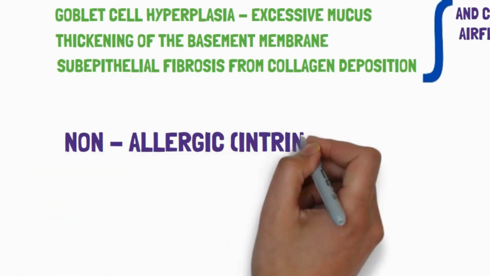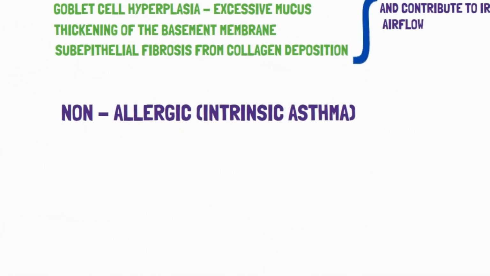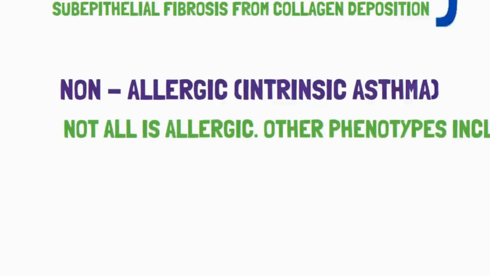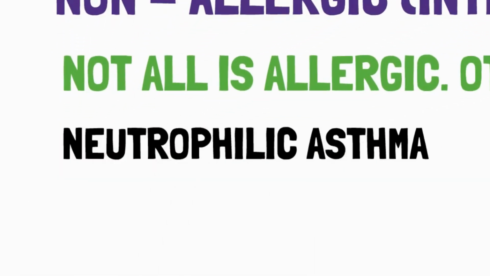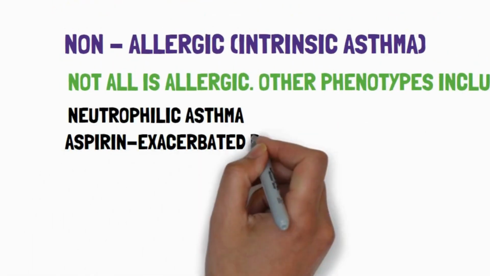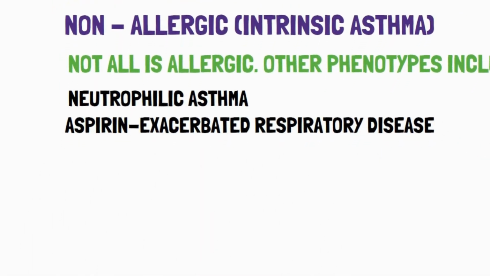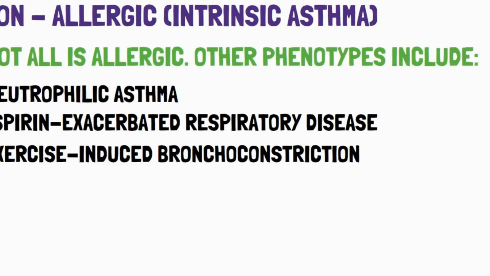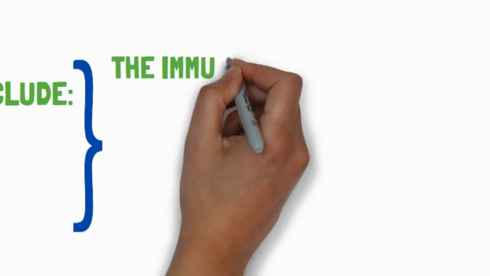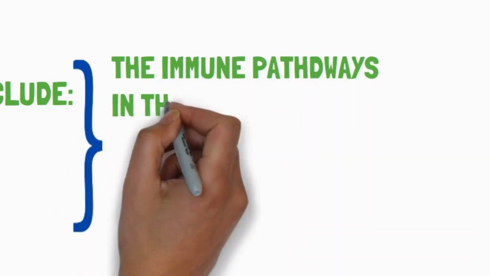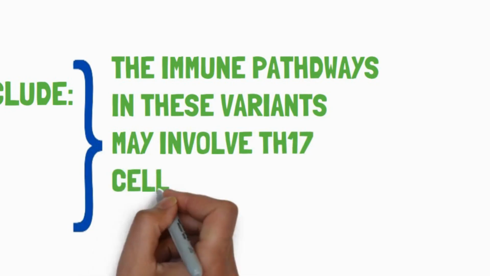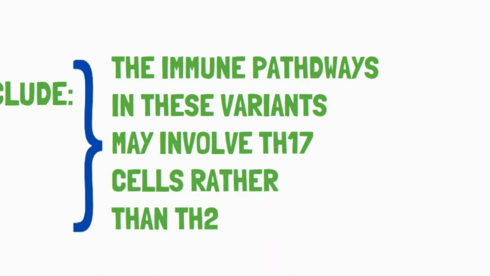Now let's talk about non-allergic or intrinsic asthma variants. So not all asthma is allergic. Other phenotypes include neutrophilic asthma, which is common in adults and is less steroid responsive. Then we've got aspirin-exacerbated respiratory disease. Then we have exercise-induced bronchoconstriction. The immune pathways in these variants may include T helper 17 cells and innate lymphoid cells, rather than type 2 T cells.